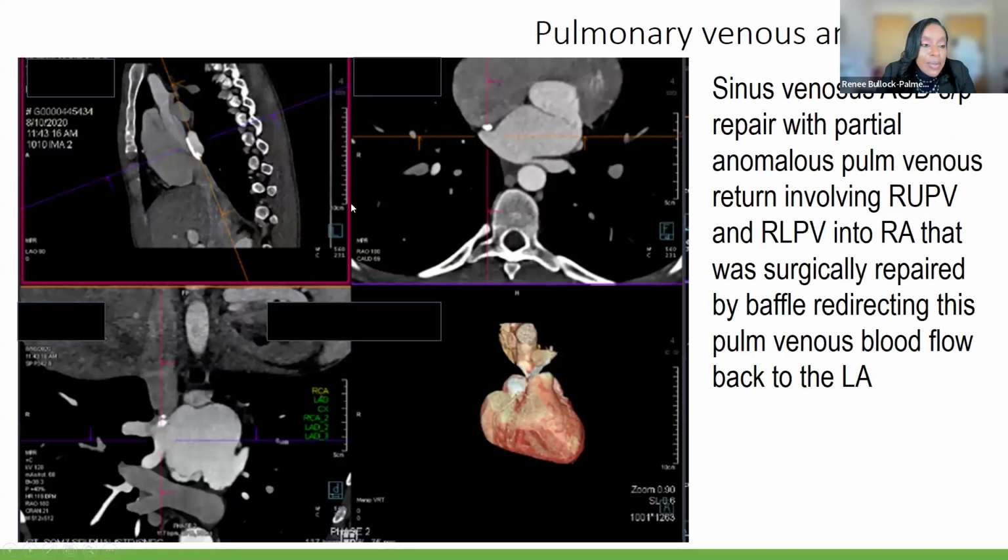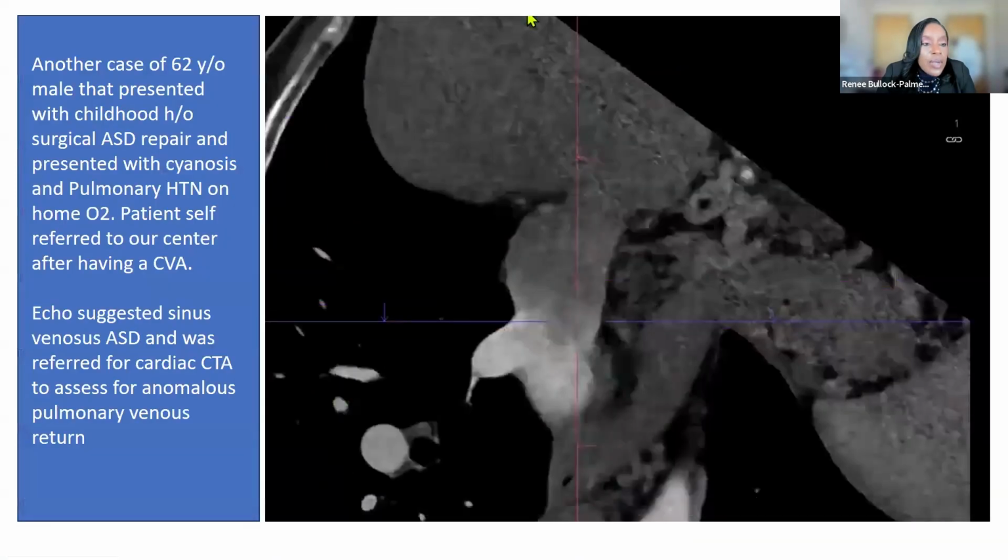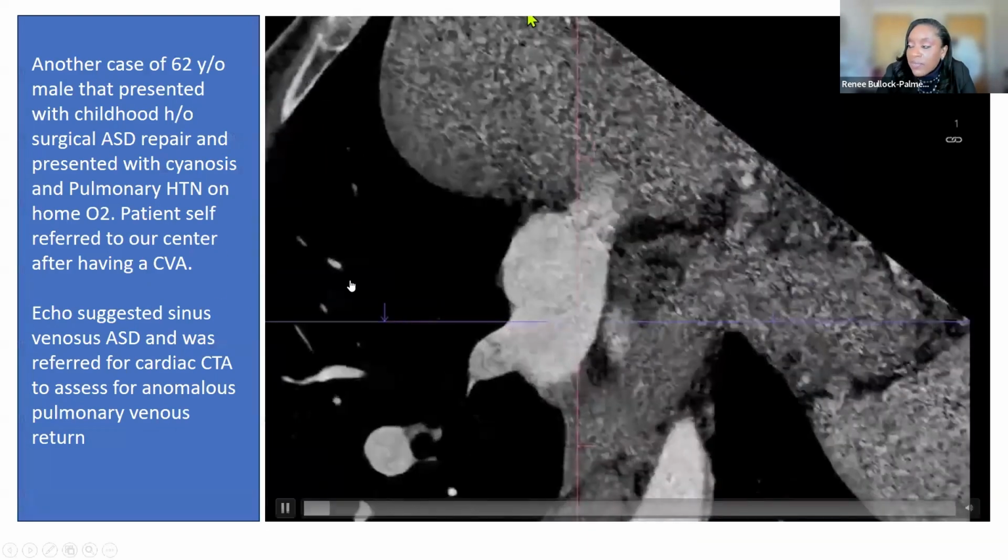And this is just an example, a still frame of a patient that had a sinus venosus ASD repair, where you can see the sequelae of that surgical repair. In this particular case, the patient actually had anomalous pulmonary venous return involving the right upper and lower pulmonary veins, and both of these were baffled over to the left atrium surgically to correct the anomaly.